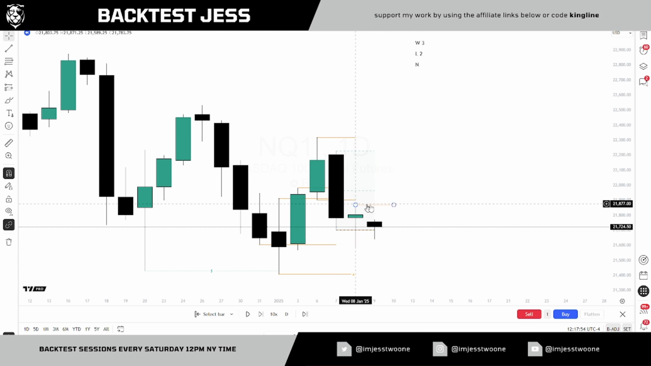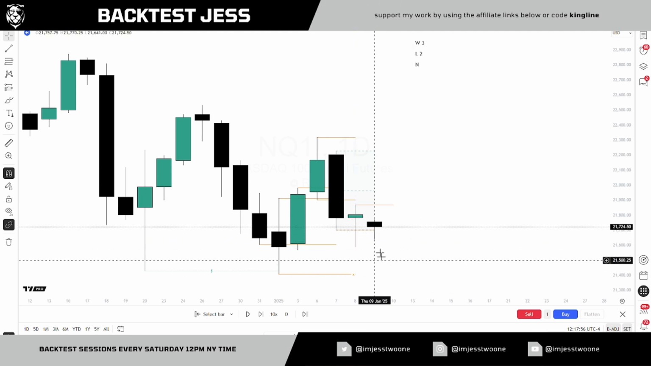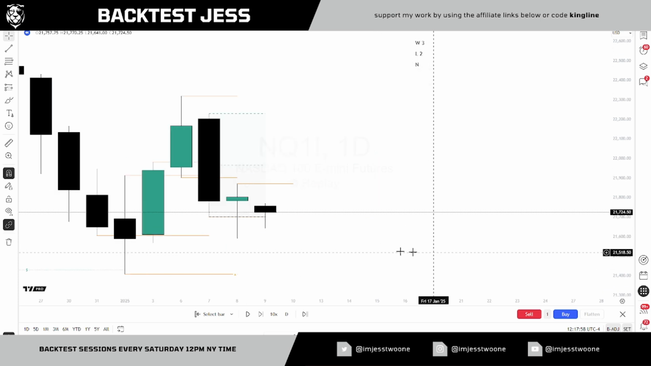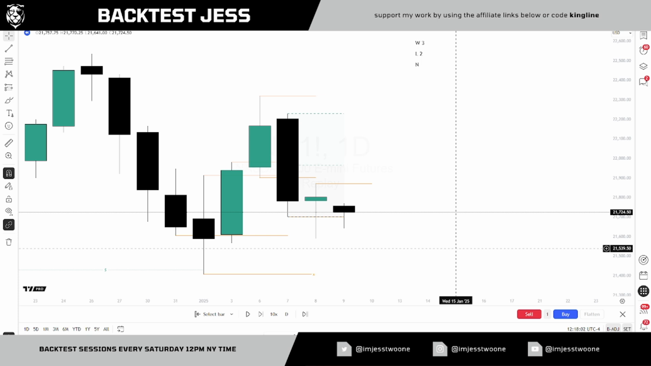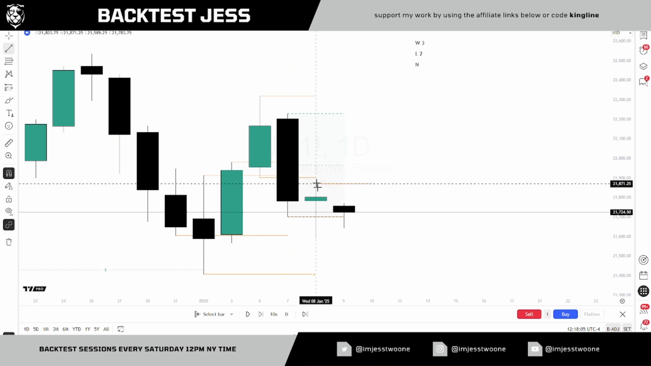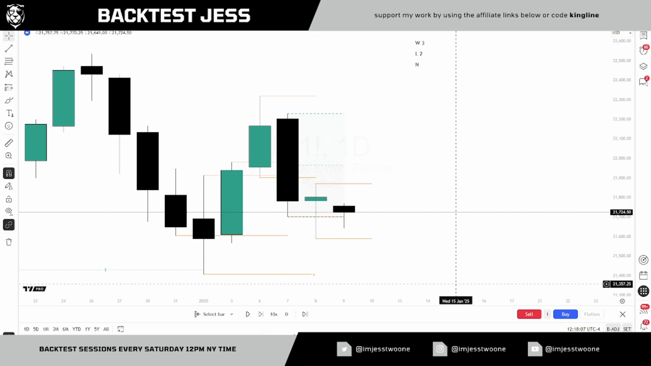Again, we did not get previous day high. We did not get previous day low. Now, this is a good example here. We have an inside day. Inside days will happen in which you did not tag previous day high or previous day low.